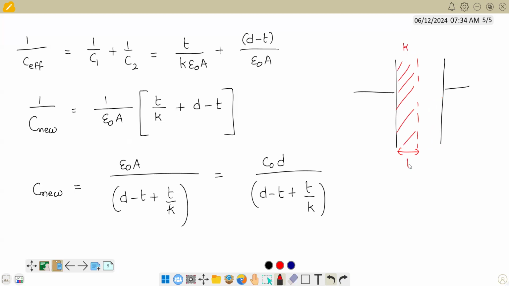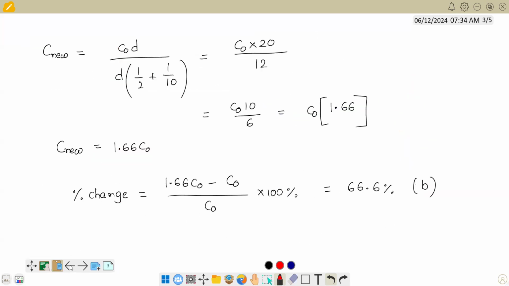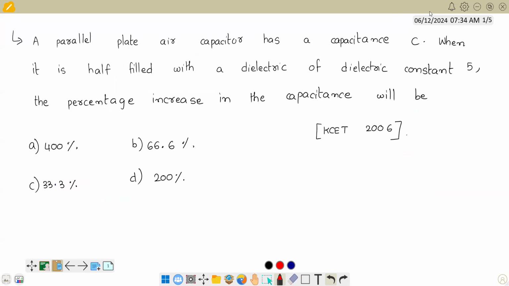This is K, this is t, and this is total d. So this part would become d minus t. And this is the area of the plate. To find the new value, we will use this formula. Hope you understood the derivation part. If you already know the derivation, you could have solved directly and stopped here. This is the method to solve this. Hope you understood. Thank you.